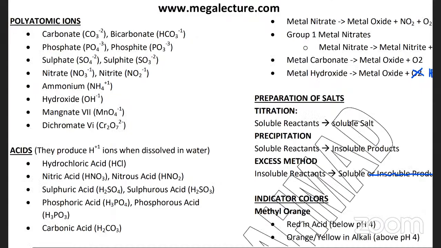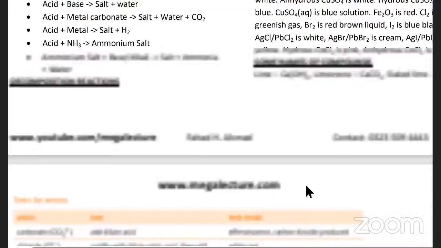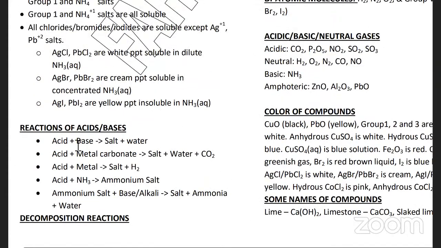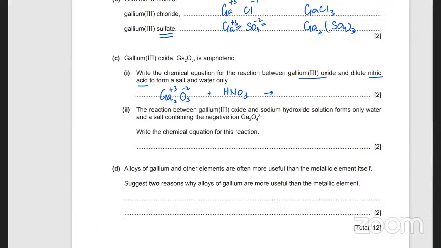Just remember these reactions: acid plus base produces salt plus water, okay? What's a base? Base metal oxides. So we just need to figure out the salt and water. Water is already formed. So what is the salt? The H+1 from the acid and the O minus 2 from the base form water. You're left with Ga and NO3.